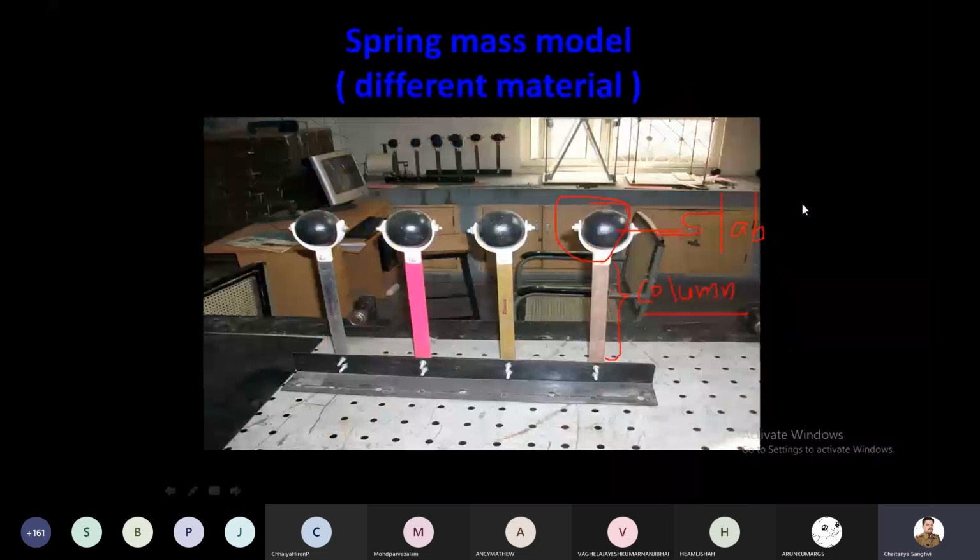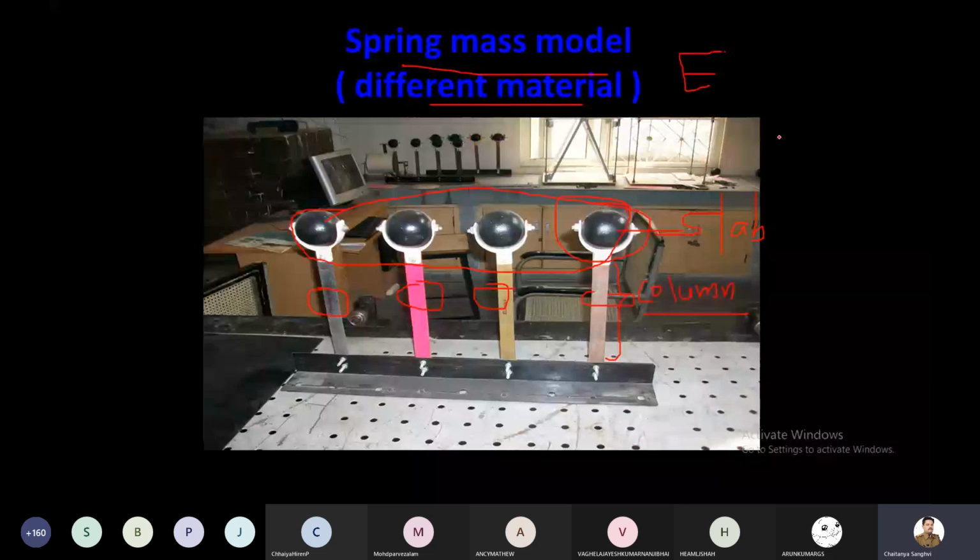So this is the first model, the spring mass model with a different material. This one is made of stainless steel, this is the flexi ply, this is the brass, this is the copper. We have made it, and the mass remains constant. All other parameters are constant: mass, height and cross section are the same. Only the material changes. We want to study the modulus of elasticity.